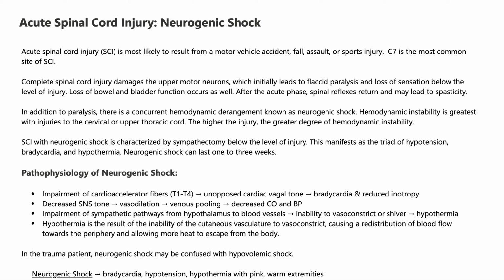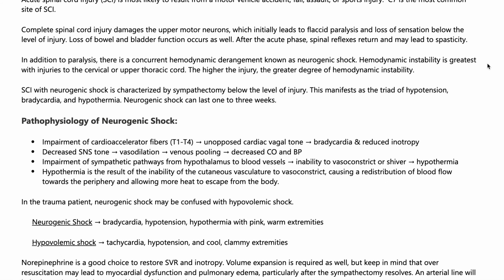In addition to paralysis, there is a concurrent hemodynamic derangement known as neurogenic shock. Hemodynamic instability is greatest with injuries to the cervical or upper thoracic cord. The higher the injury, the greater the degree of hemodynamic instability. Spinal cord injury with neurogenic shock is characterized by sympathectomy below the level of injury. This manifests as a triad of hypotension, bradycardia, and hypothermia. Neurogenic shock can last 1 to 3 weeks.